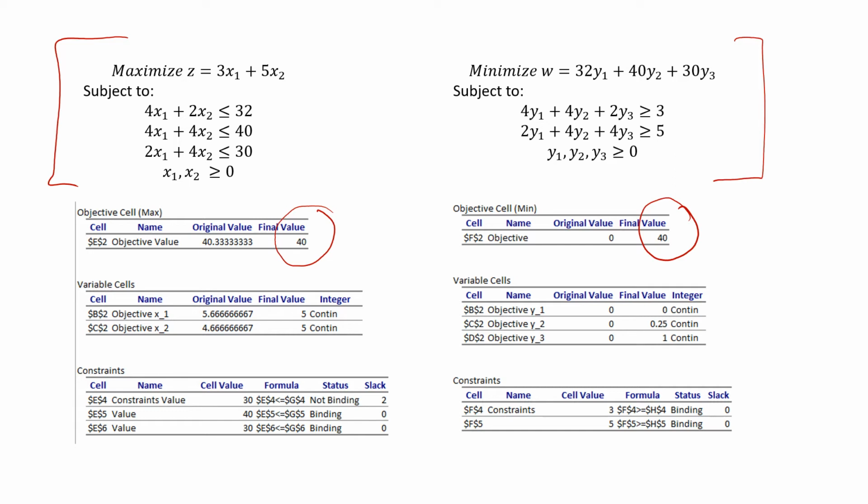What about our variables? Our variables in the primal had a value of 5, 5. In our dual, our variable values are 0, 0.25, and 1. And we're going to play with those in a second.